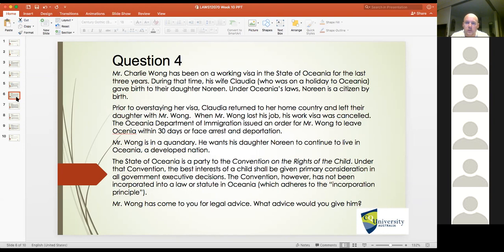Mr. Wong is in a quandary. He wants his daughter, Noreen, to continue to live in Oceania, a developed nation. The state of Oceania is party to the Convention on the Rights of the Child. Under that convention, the best interests of the child should be given primary consideration in all government executive decisions. The convention, however, has not been incorporated into a law or statute in Oceania, which adheres to the incorporation principle. Mr. Wong has come to you for legal advice. What advice would you give him?